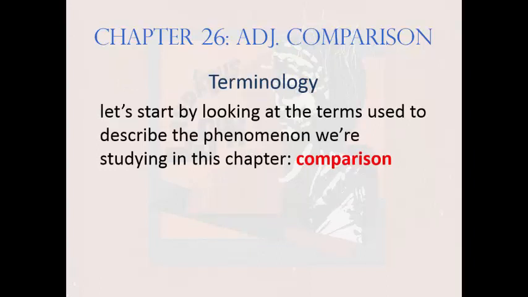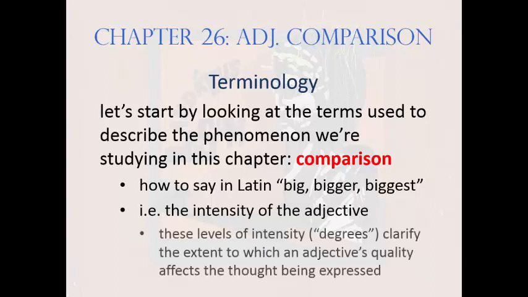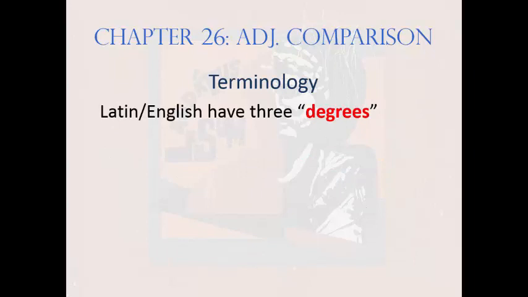The concept explored here involves what grammarians refer to as comparison, how to say the equivalent of the English forms big, bigger, biggest. In doing so, the intensity of the adjective increases in stages called by grammarians degrees. These clarify how much an adjective's basic sense affects the thought being expressed by a speaker or writer. English and Latin both have 3 degrees. The first is called positive. For instance, big. It's the basic form of the adjective. This is the degree all adjectives we've studied so far have been.